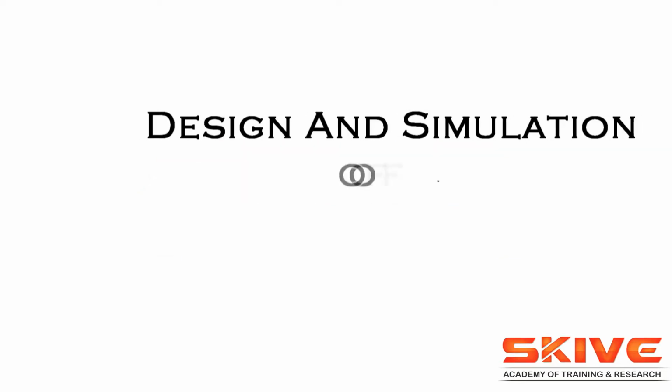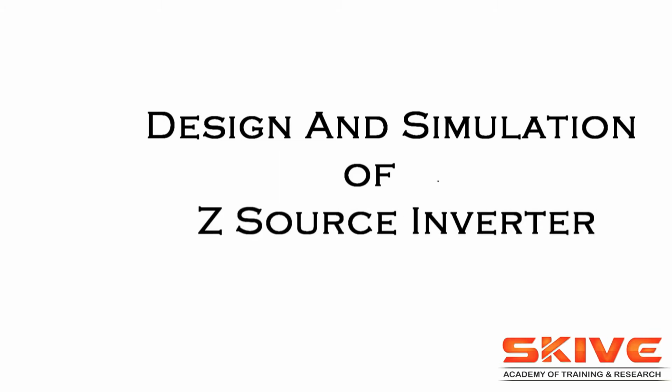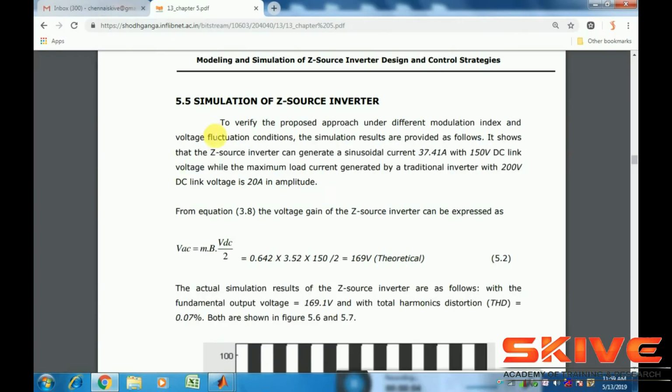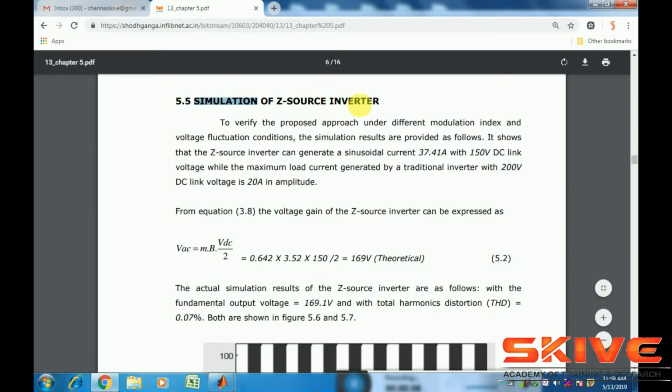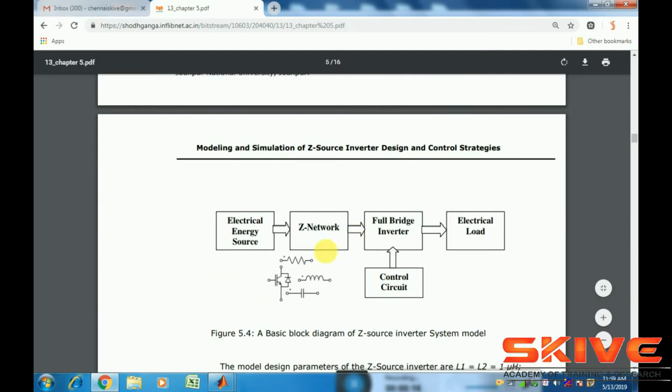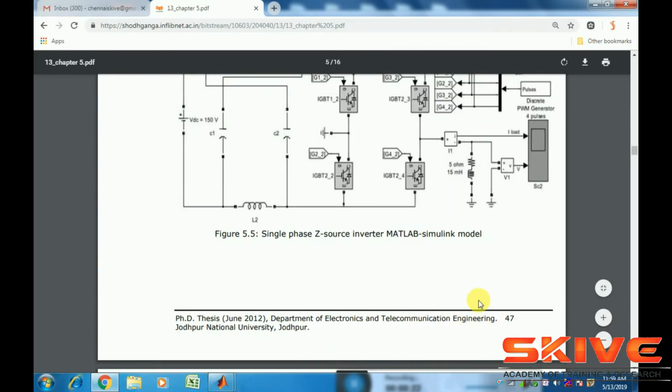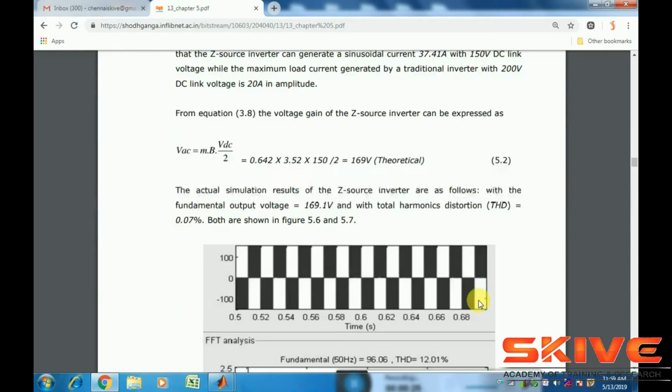In this topic is a design and simulation of Z-source inverter. In a Z-source inverter, in the form of Z-source, the basic block diagram is first voltage source, Z-source network, inverter, and then electric load. It's the main simulation diagram.